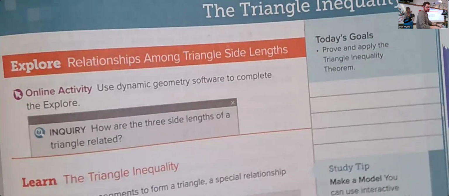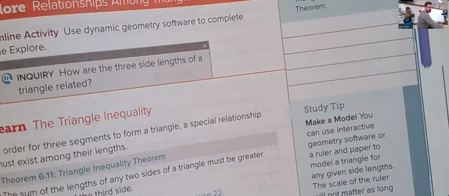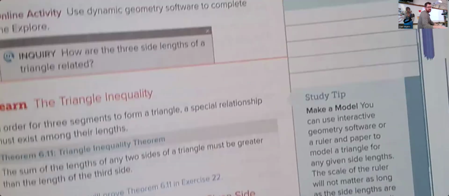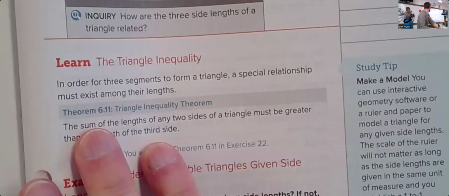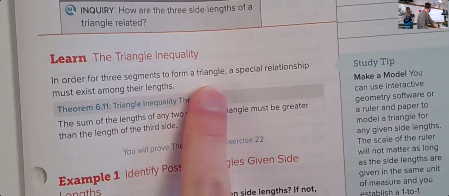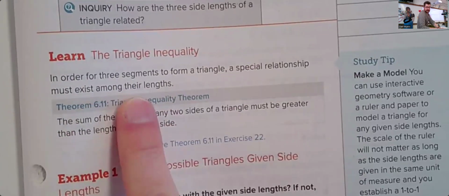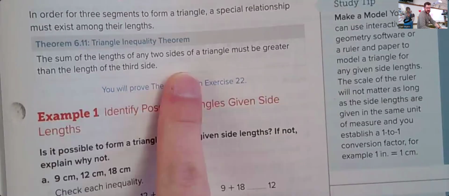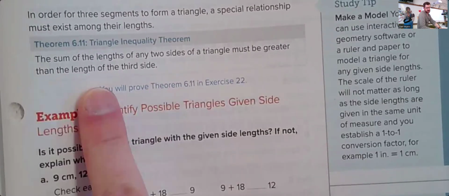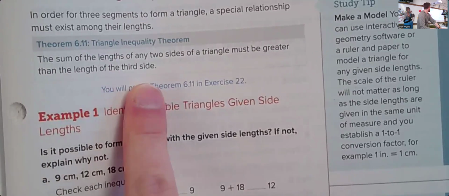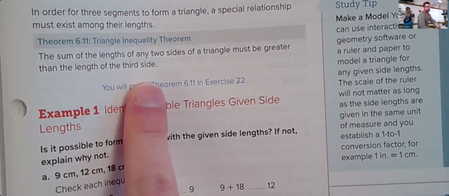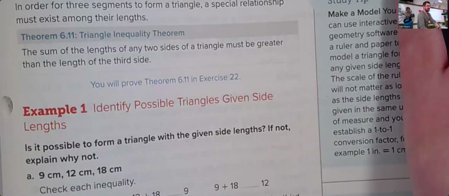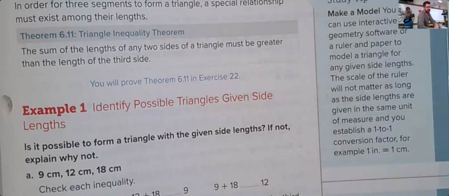So right here, it says in order for three segments to actually make a triangle, a special relationship must exist among their lengths. That special relationship is this. The sum of the lengths of any two sides of a triangle must be greater than the length of the third side. So if you add two sides of a triangle together, and it adds up to more than the third side by itself, that means it can form a triangle. If that's not true, then it cannot form a triangle.